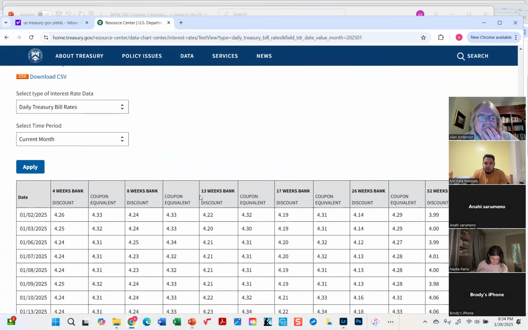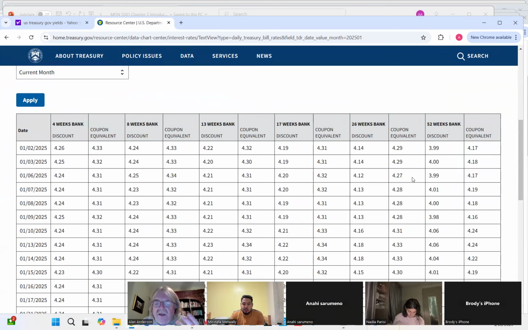Now, what are they showing us here? These are the securities you can buy from the government. And you see that the maturities can be 4 weeks, 8 weeks, 13 weeks, 17 weeks, 26 weeks, and 52 weeks. They don't go any further than a year. And your interest rates are shown here.